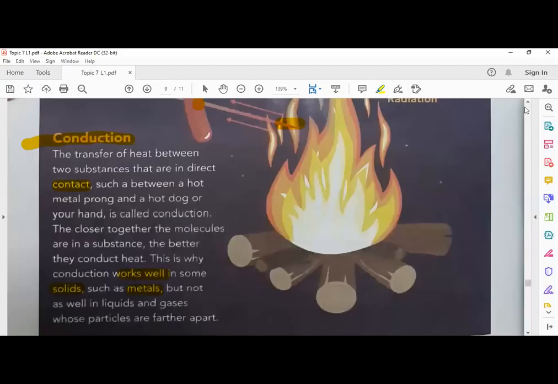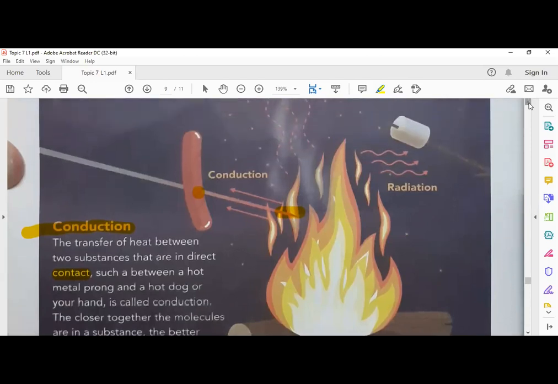But other types of solids like metals are excellent conductors. Examples of metals: iron, gold, copper, nickel. All of these are metals.